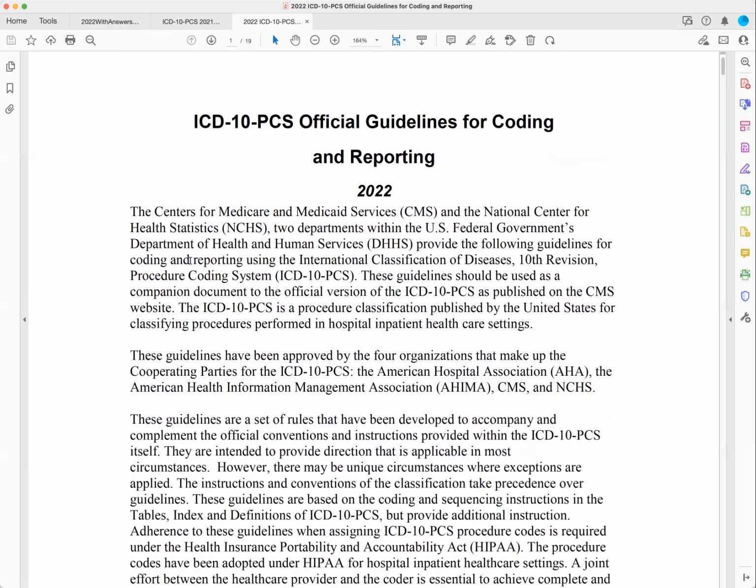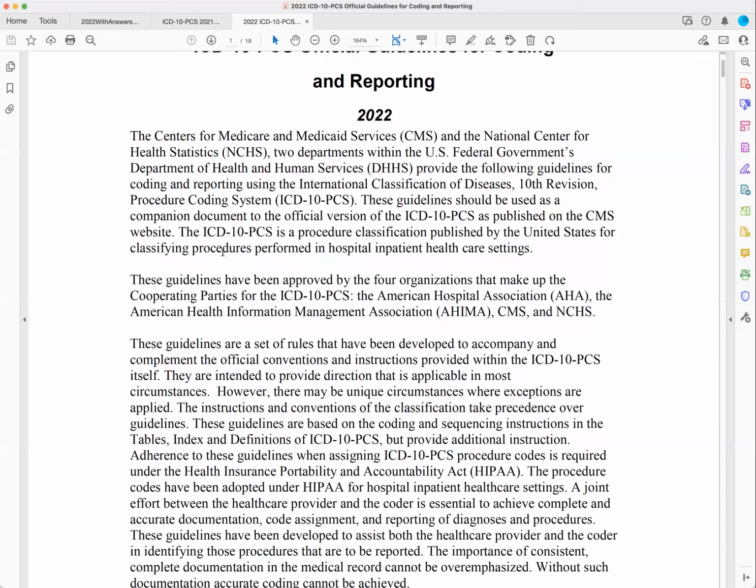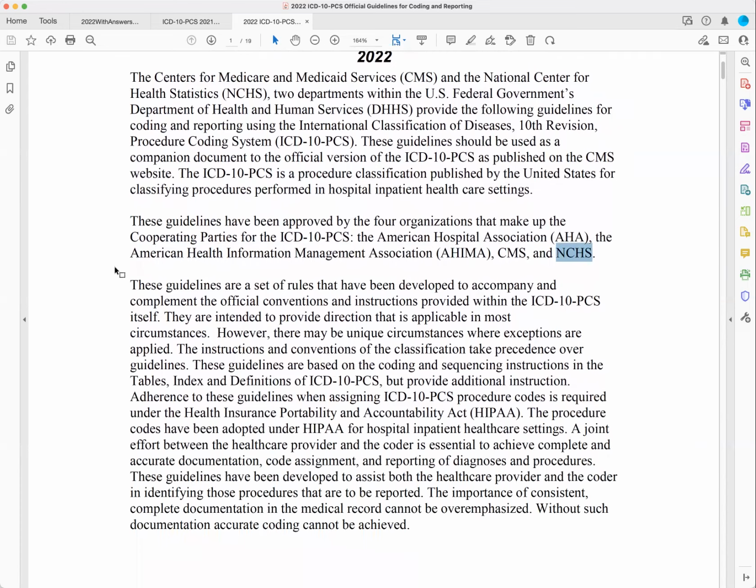The beginning section is just some information about the guidelines, how they were developed, and the cooperating parties who developed the guidelines. So that is the American Hospital Association, the American Health Information Management Association, CMS, and also NCHS. They partner together to come up with these guidelines. These are the rules of the road when you're doing your PCS coding. They accompany the official conventions within the code book itself, and you must always follow these guidelines.